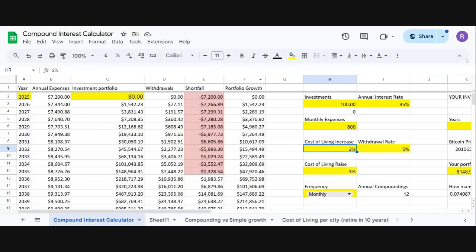Let's get started. What we see here is a compound interest calculator. The link for this compound interest calculator is available in the description below. I created this myself. It might have some mistakes, it might have some issues. Let me know if you find one in the comments and I can fix it up.